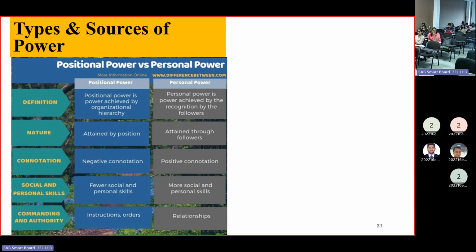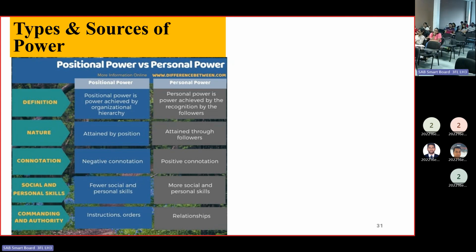Okay. I have just compared position power and personal power, you can read it. Definition: I already explained, a position attached to the followers. Here you get this through your followers accepting you. Nominated, I am using the word nominated, not appointed. You all accepted and nominated him as a representative of this particular batch, and SAP is coordinating through him. And I am also. So that is attained through followers.